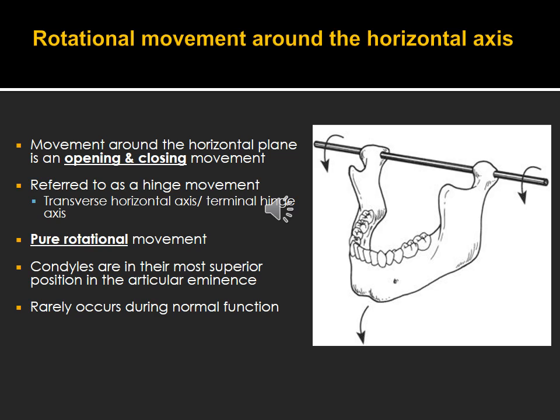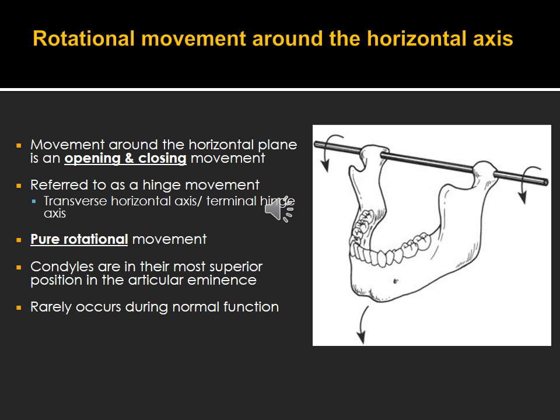Again, to summarize, rotational movement occurs in the inferior compartment. It is a pure rotation without changing the position of the condyles. It happens upon opening and closing movements, and we call it hinge movement. It happens around the transverse horizontal axis or terminal hinge axis. Again, it is a pure rotation.